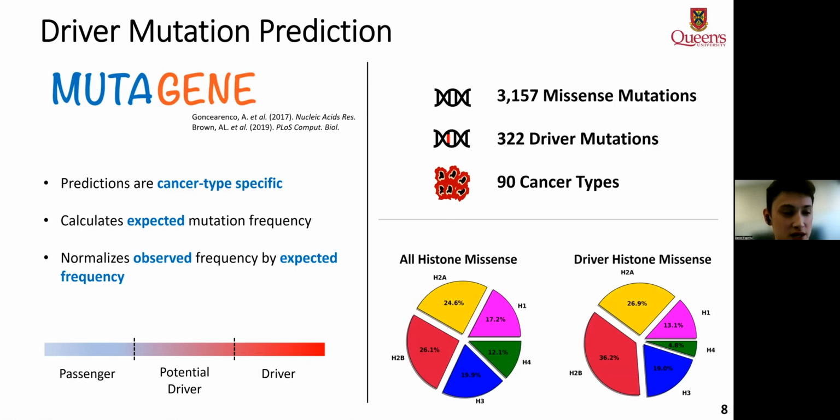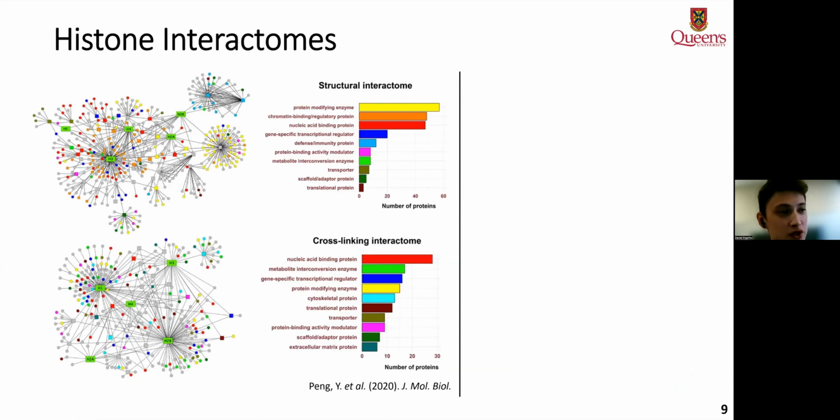Additionally, in comparing frequency and our predictions for MUTAGENE, on the left is the total number of histone missense mutations inside of our data set partitioned by the individual histone type. And then here we can see histone missense mutations which have been predicted as drivers inside of our Pancancer model. These are restricted to driver mutations. And you can see that when comparing all mutations by histone type to driver mutations by histone type, the proportions actually do change quite a bit. While MUTAGENE is able to tell us whether or not a histone mutation might be a driver, it doesn't give us many insights into possible mechanisms that allow this mutation to actively drive oncogenesis.